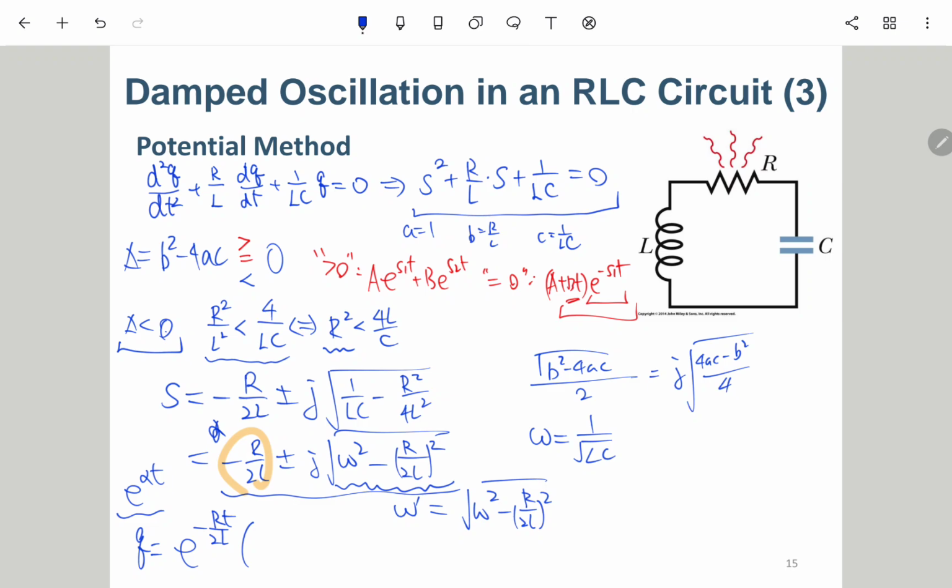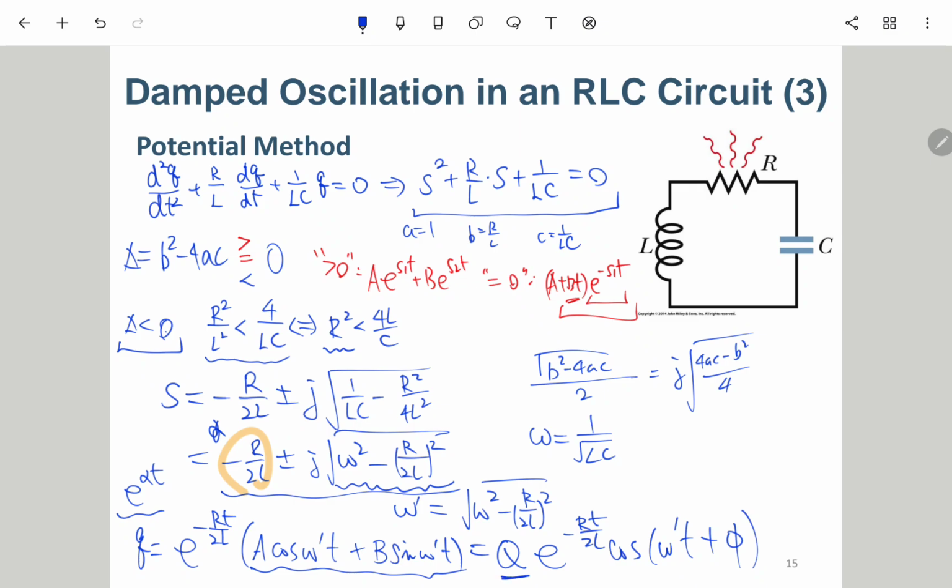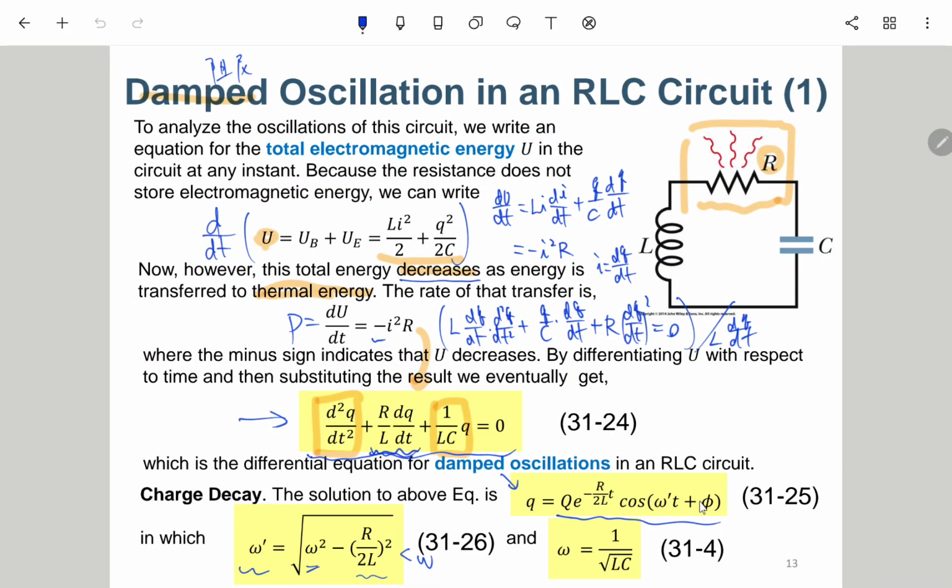And then the remaining part is A cosine of omega prime T, where omega prime is the imaginary part: A times cosine of omega prime T plus B sine omega prime T. Similarly, we have cosine and sine with the same frequency, so actually we can write it as Q times exponential to negative RT over 2L, and then cosine of omega prime T plus phi, which becomes a magnitude and a phase.